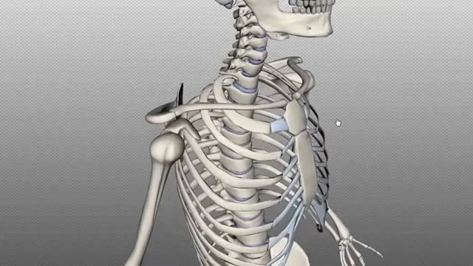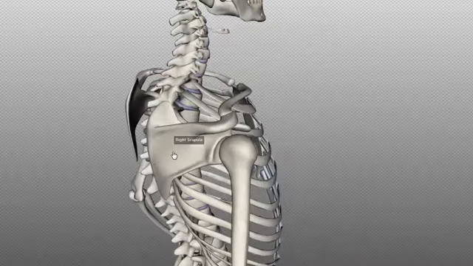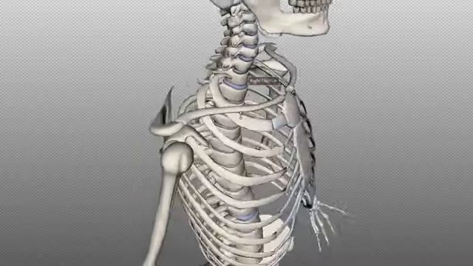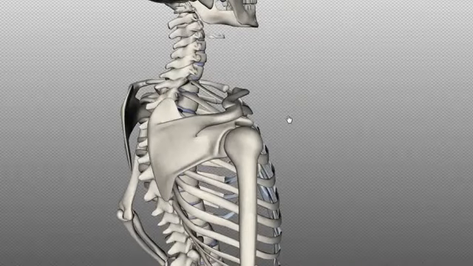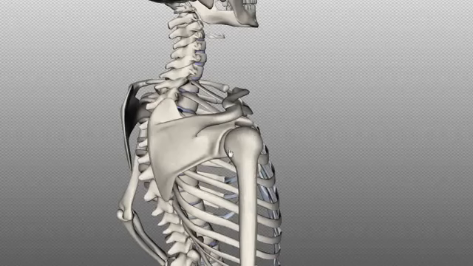Okay, this is a tutorial on the shoulder girdle. So the shoulder girdle consists of the scapula at the back and the clavicle anteriorly. The shoulder girdle is also referred to as the pectoral girdle, and together with the proximal part of the humerus, it makes up the bony framework of the shoulder.